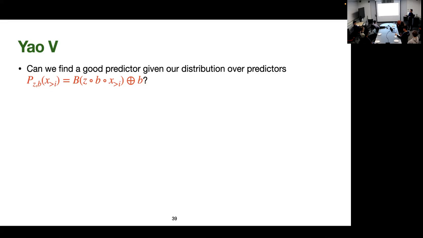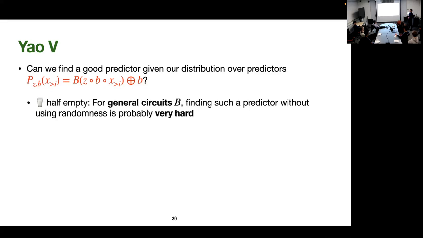So a question we could ask is, can we find a good predictor given our distribution over predictors? A glass half empty result here is that if B is a general circuit, finding such a good predictor without using randomness is probably very hard. In particular, it would imply magical complexity results like BPP equals ZPP. Like you can make all randomized algorithms zero error.